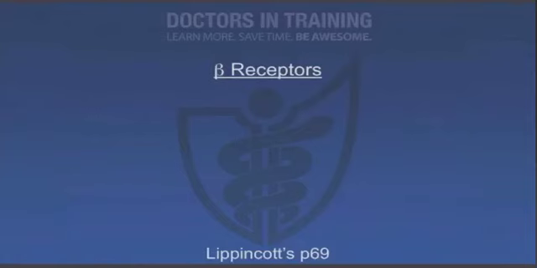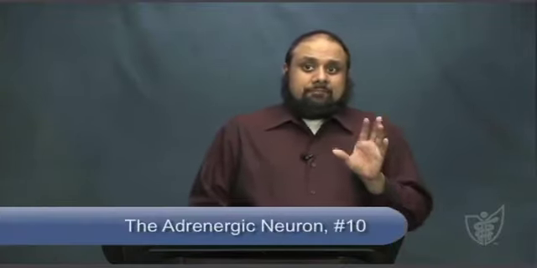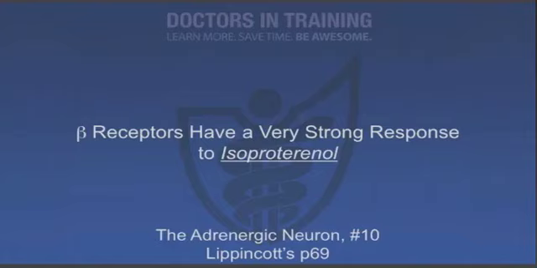Lots of biochemistry today. Beta receptors. I want to step back for a second and remind you that all of these receptors are classified based on their response to epinephrine, norepinephrine, and isoproterenol. Now, beta receptors have a very strong response to isoproterenol. There are two types of beta receptors we're going to talk about.